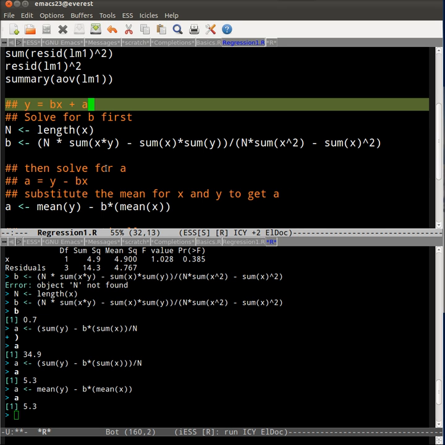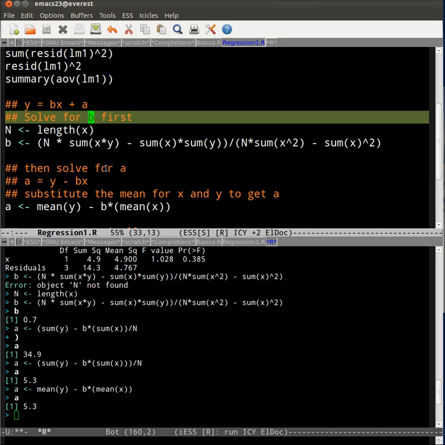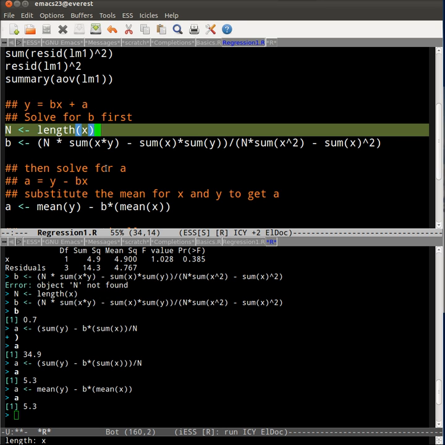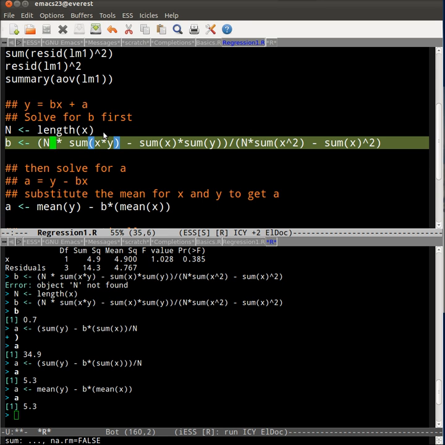Now this is just bivariate regression. So the first thing we're going to do is solve for b. And I'm just going to make a shortcut because I don't like really long equations, and I'm going to assign n, capital N, the length of x, which is the number of observations. And the formula is pretty simple. B is defined, in bivariate regression, as n times the sum of the cross product.